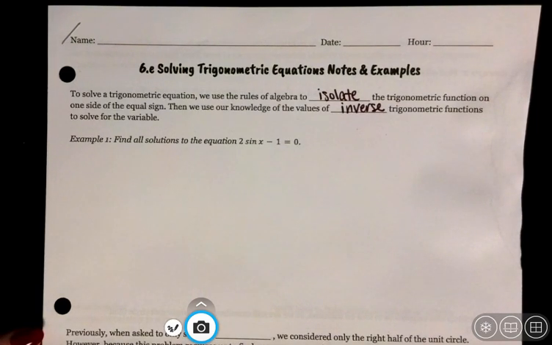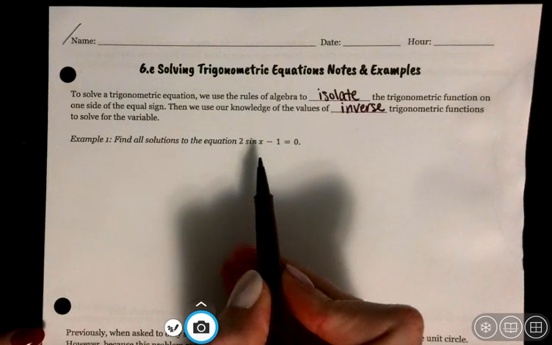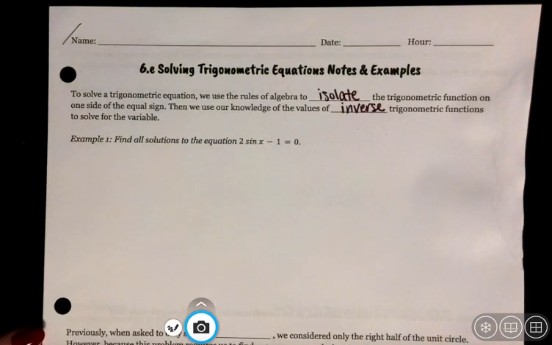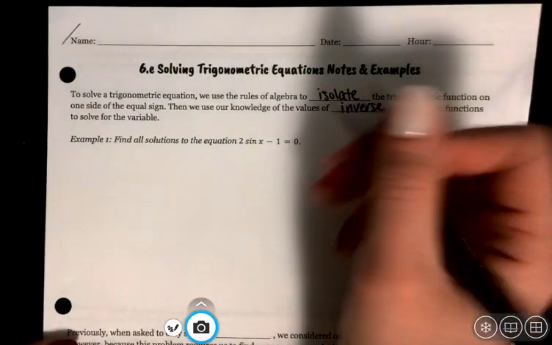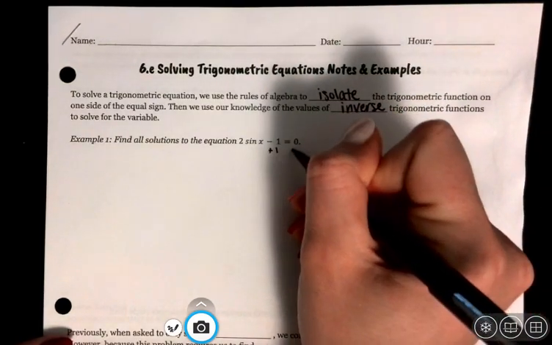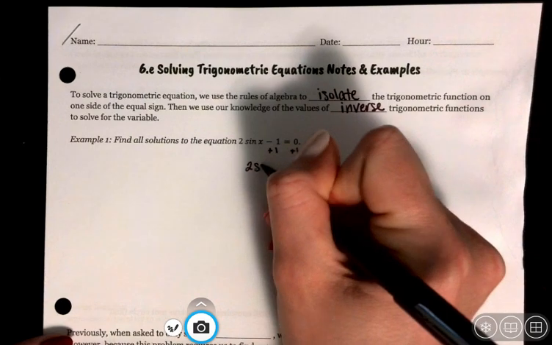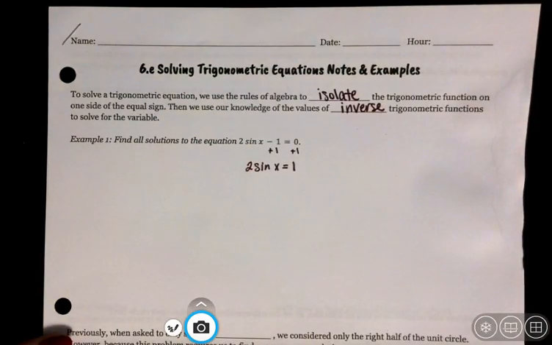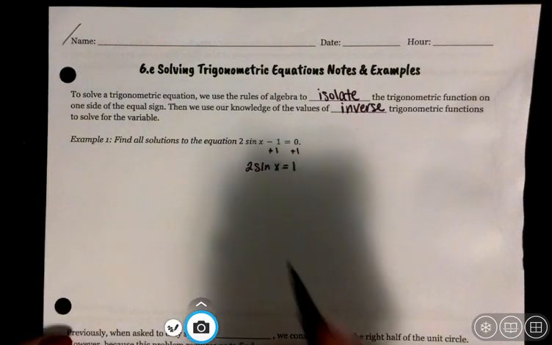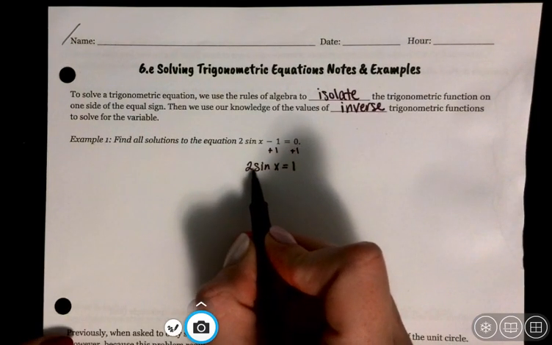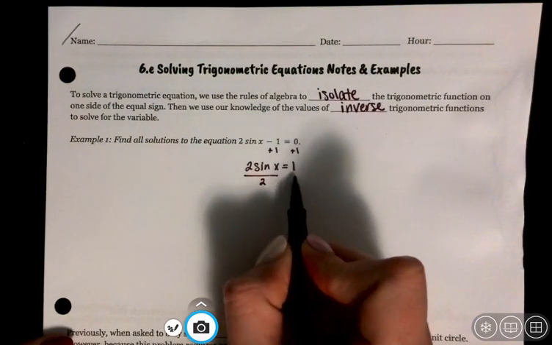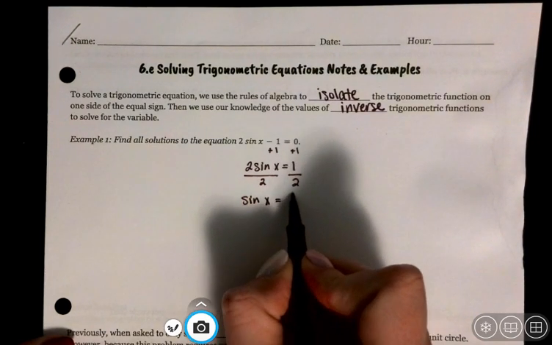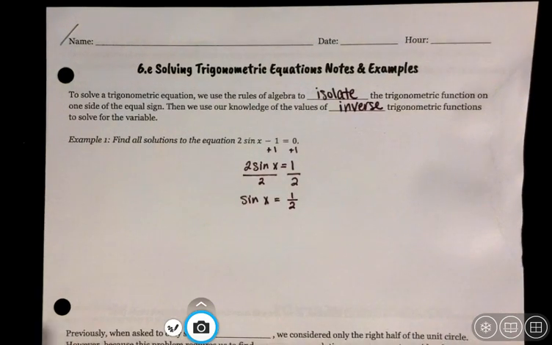So for example 1, what we need to get alone is the sine x. So I want to add 1 onto both sides. So I'm left with 2 times sine of x equals 1. Sine of x has this 2 being multiplied, that coefficient there, so I'm going to divide both sides by that coefficient. So I'm left with sine of x equals 1/2.